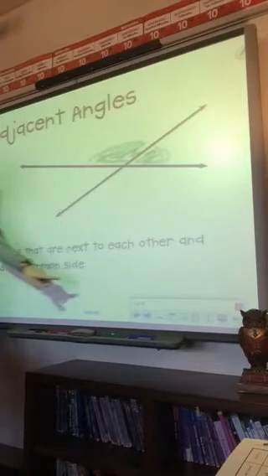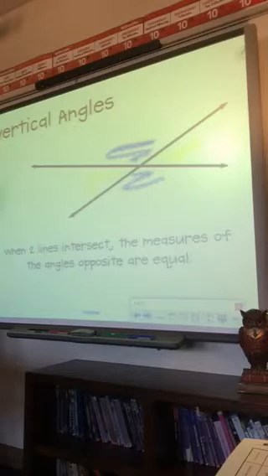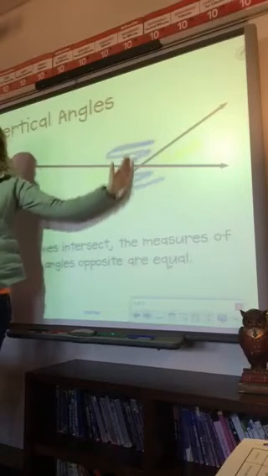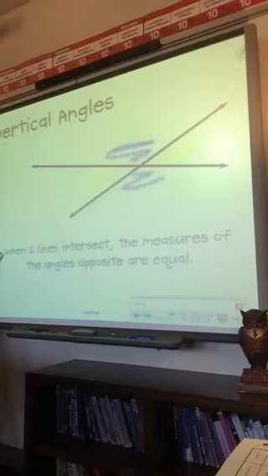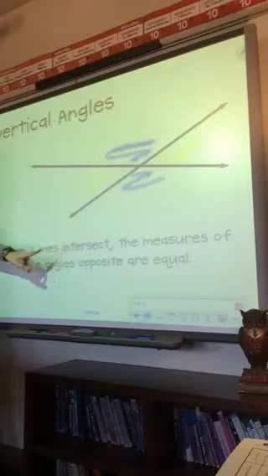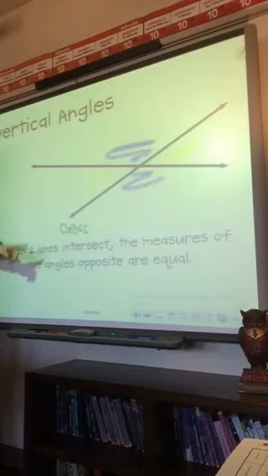The other type of angle that we're going to talk about is called a vertical angle. And when you think of vertical, I want you to think of how high you can jump, right? Your vertical is how high you can jump. So vertical meaning up and down. So vertical angles are when two lines intersect. What does intersect mean? What does intersect mean, Peyton? Cross, right? When two lines cross, the measures of the angles opposite are equal.